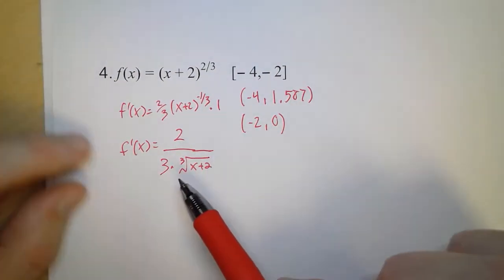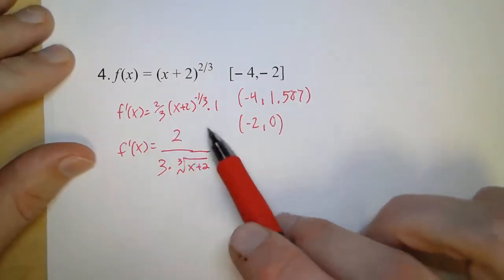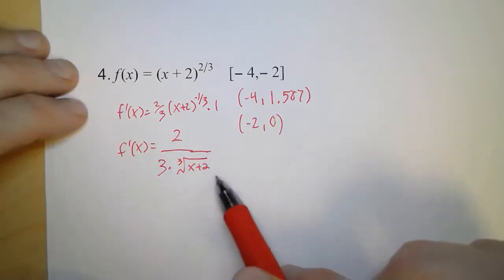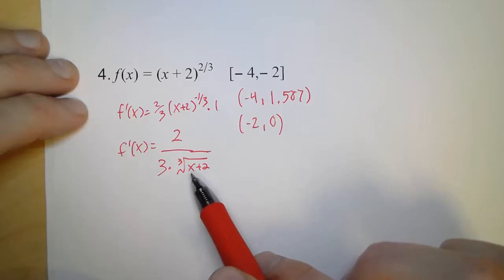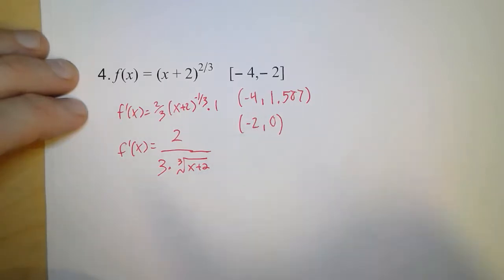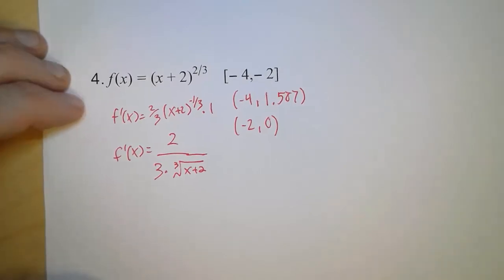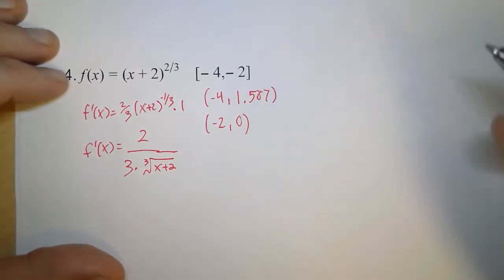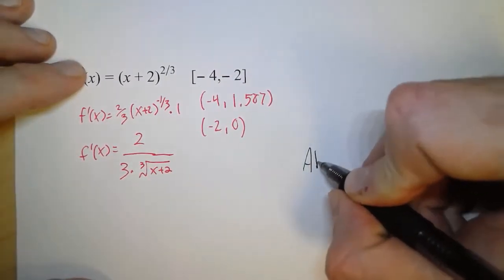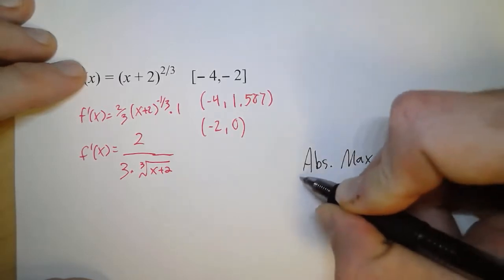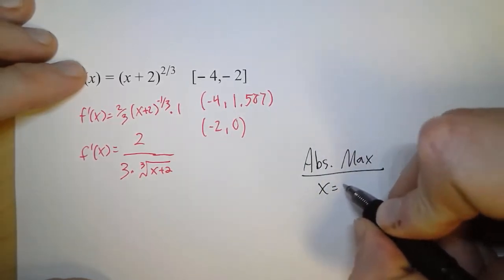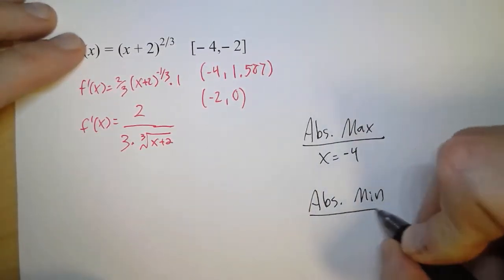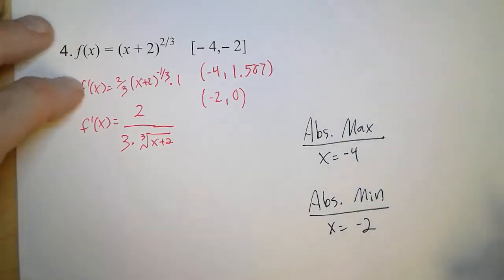All right. Now when is f prime 0? Well, it's when the top is 0, but the top is a constant, so we don't have to worry about that. And f prime is going to be undefined when the denominator is 0. But we've already stated that's at negative 2, and we've already got that spot. So in this case, f prime doesn't give us anything new. So our absolute max and absolute minimum, like number 3, are going to occur at the endpoints. So the absolute maximum occurs at x equals 4. And the absolute minimum occurs at x equals negative 2.